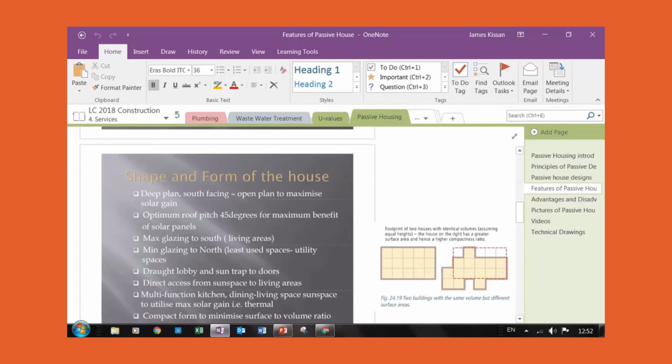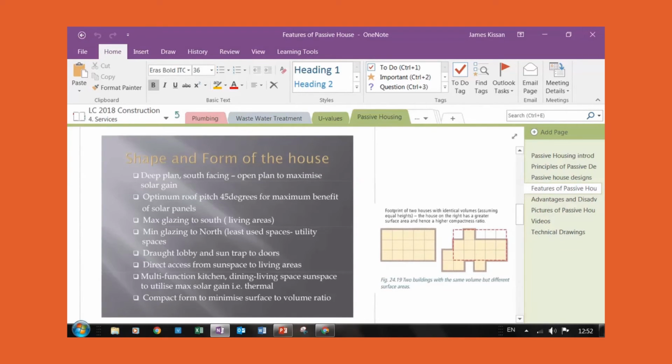Now, the next section we look at here is the shape and form of the house. So these are all things to do with the shape and form: a deep plan, south-facing, open plan to maximize solar gain. What we're talking about is that most of the house should be one room in depth, from the front wall to the back wall, so that the heat and natural daylight penetrate the whole house, and also heat the whole house through solar gain.